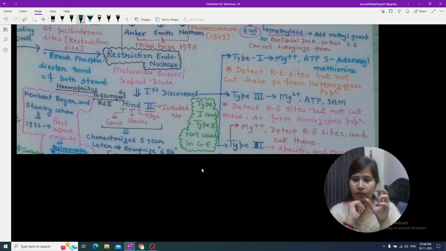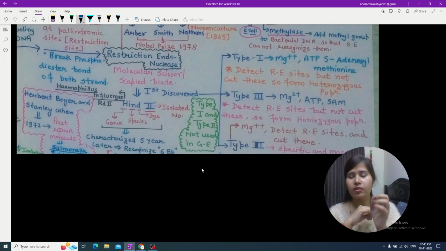But this type 3 restriction endonuclease scans all over the DNA and finds a recognition sequence 100 to 500 base pairs away from the main recognition sequence. So again, this is just a wastage of energy, wastage of time. So type 3 and type 1 are not considered suitable enzymes inside genetic engineering.